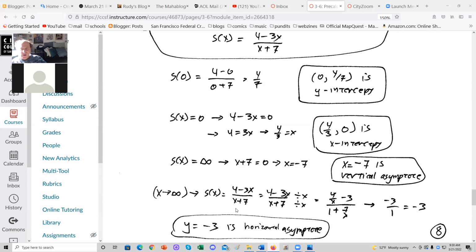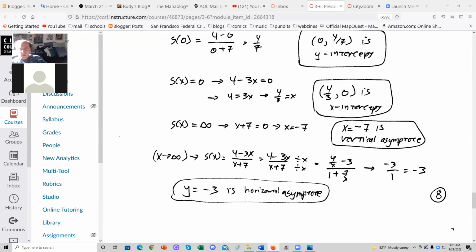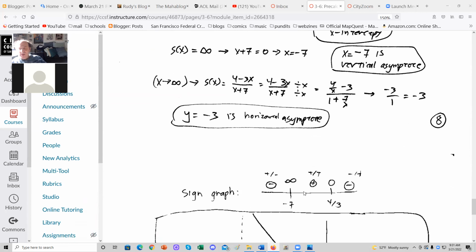Now, for the horizontal asymptote, we let x approach infinity. (4 minus 3x) over (x plus 7). We'll divide numerator and denominator by x. So you get (4 over x minus 3) over (1 plus 7 over x). The 4 over x and the 7 over x vanish near infinity, so you're left with -3 over 1, which is -3. So y equals -3 is the horizontal asymptote.